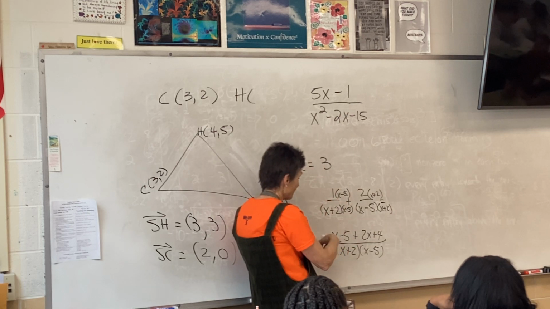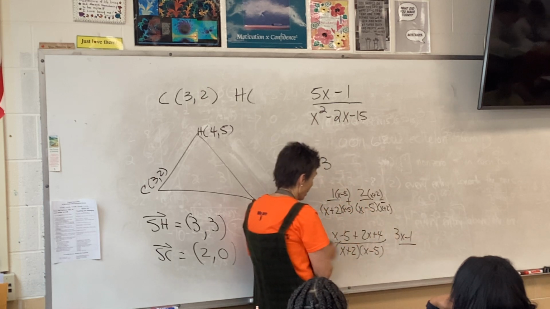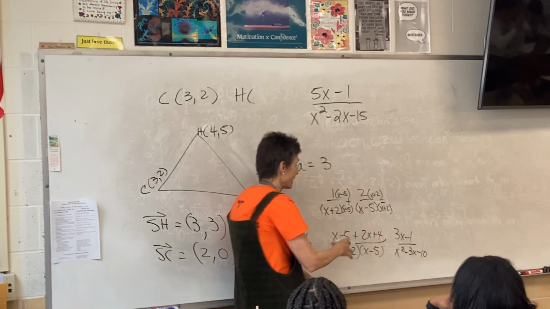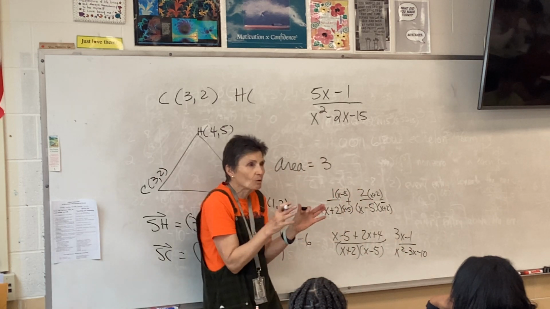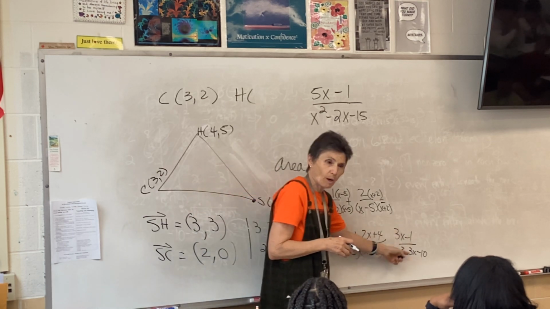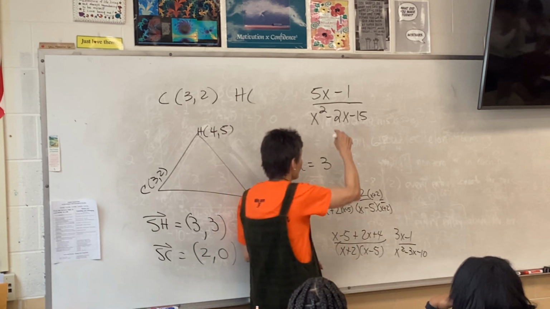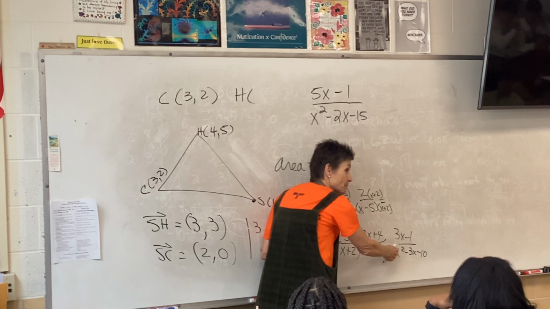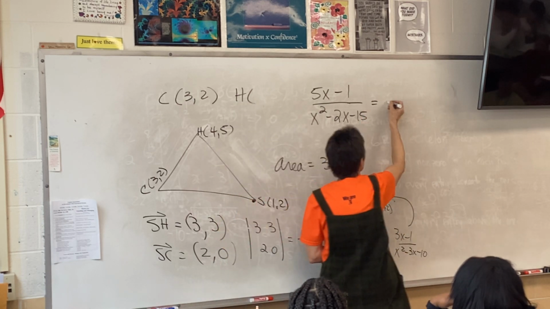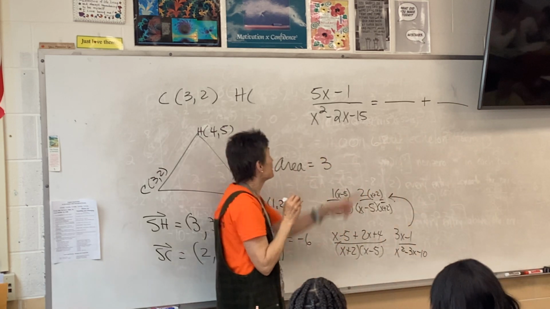And you would end up then with 3x minus 1 over x squared minus 3x minus 10. I know I did that quickly, but did you kind of follow what was happening? If you're going to put those two fractions together, this is what you would end up with. Okay? So now we're going to start with that, and we're going to work backwards to the two little fractions that got added together to make that.